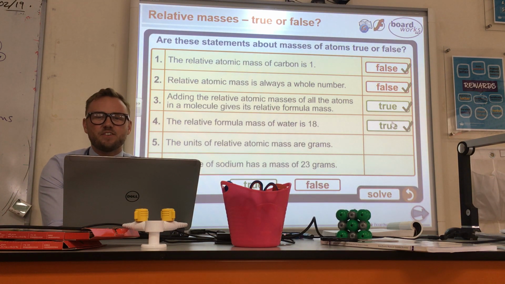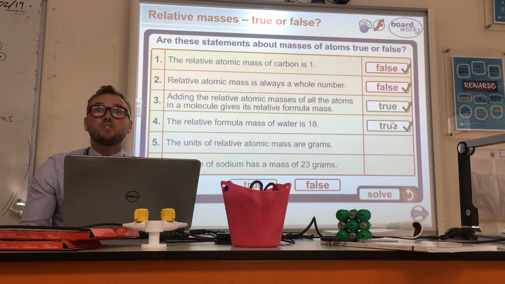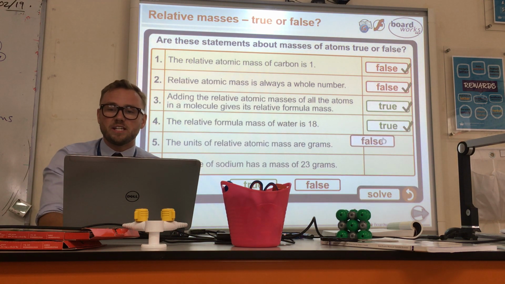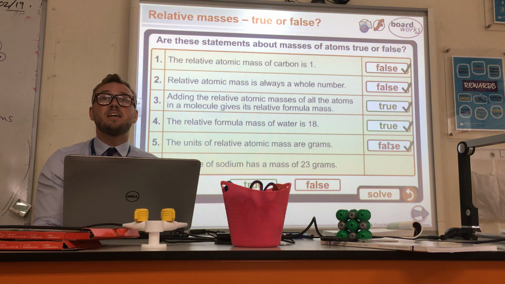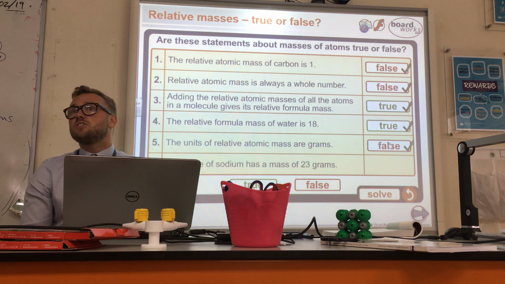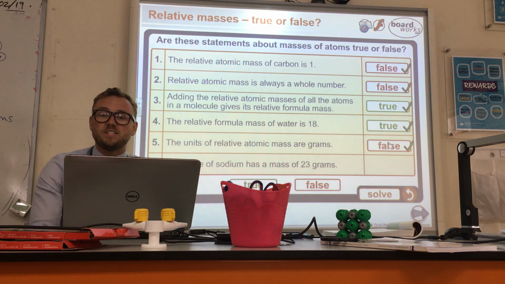Right, the units of relative atomic mass are grams. Wait, hang on. Yes, because what are the units for relative atomic mass? AMU. Whoever said it, I heard someone whisper true. Well, they will say all sorts of weird stuff at points. 1 mole of sodium has a mass of 23 grams.